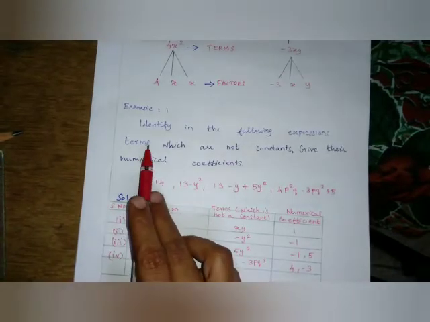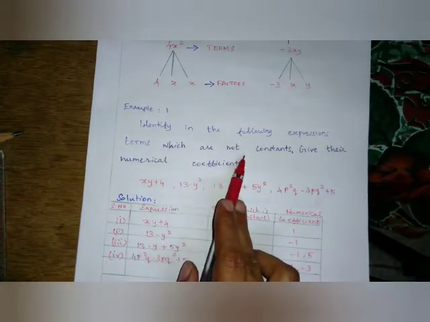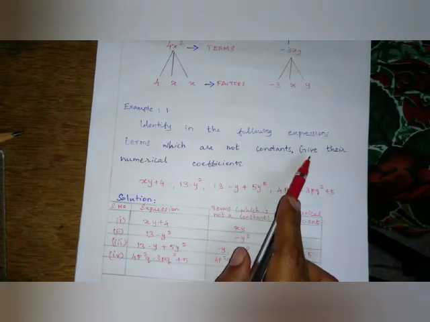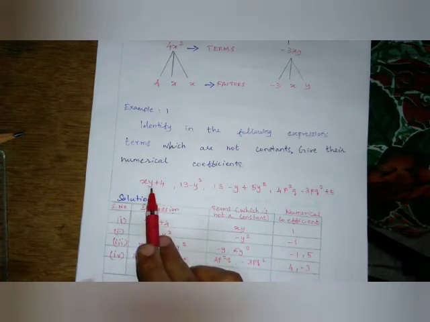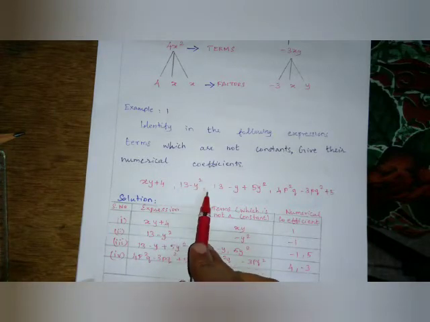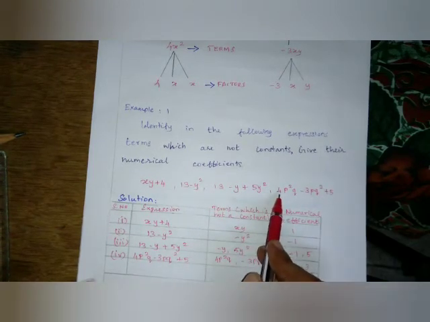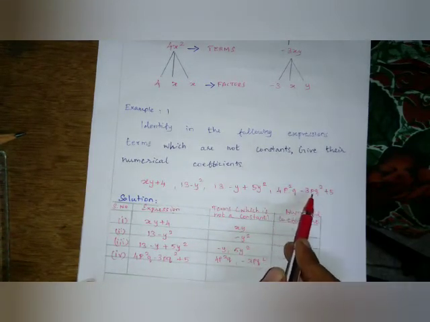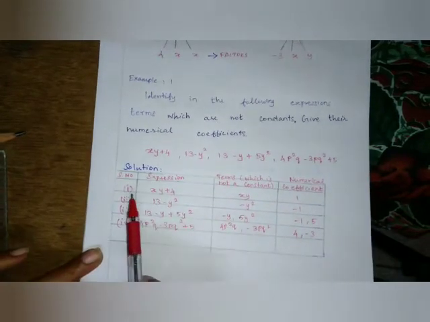In example sum 1, identify in the following expressions the terms which are not constants, and give their numerical coefficients. xy plus 4, 13 minus y squared, 13 minus y plus 5y squared, 4p squared q minus 3p squared plus 5. Here we are writing the solutions.